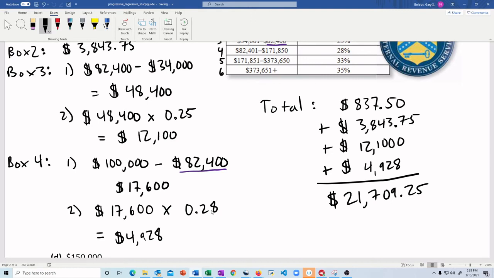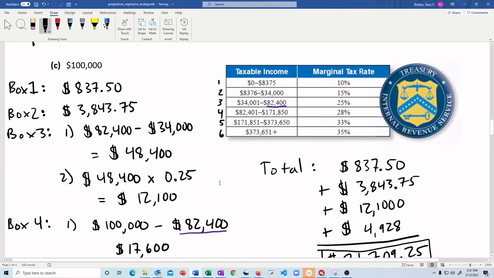All right. So there we go. That's how much you're going to pay in income tax if you make $100,000. So again, just to reiterate that point, $100,000 puts me into bracket 4 in a sense.